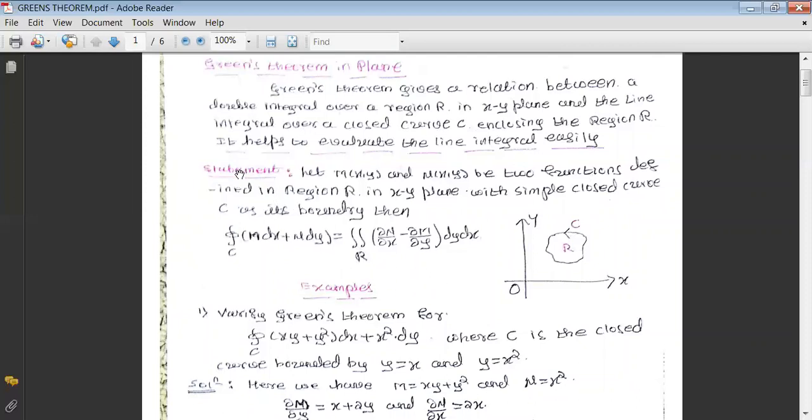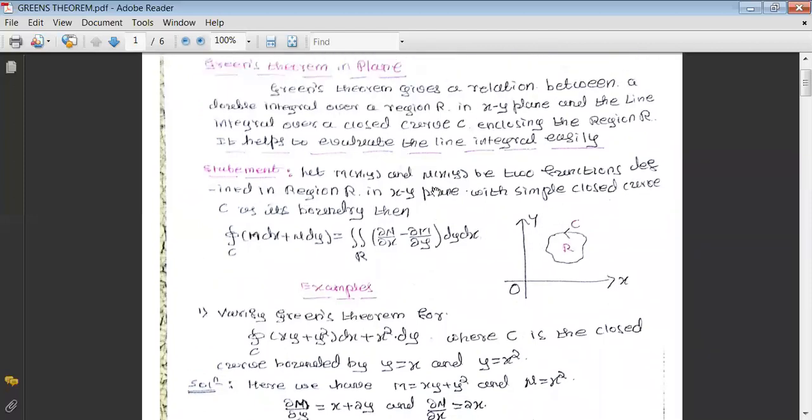Now let us concentrate on the statement. Let M of x, y and N of x, y be two functions defined in a region R. This is a region R, and two functions M and N are defined in it, which are functions of x and y in the xy plane, with a simple closed curve C as its boundary. Therefore, the boundary of the region R is taken as a closed curve C.